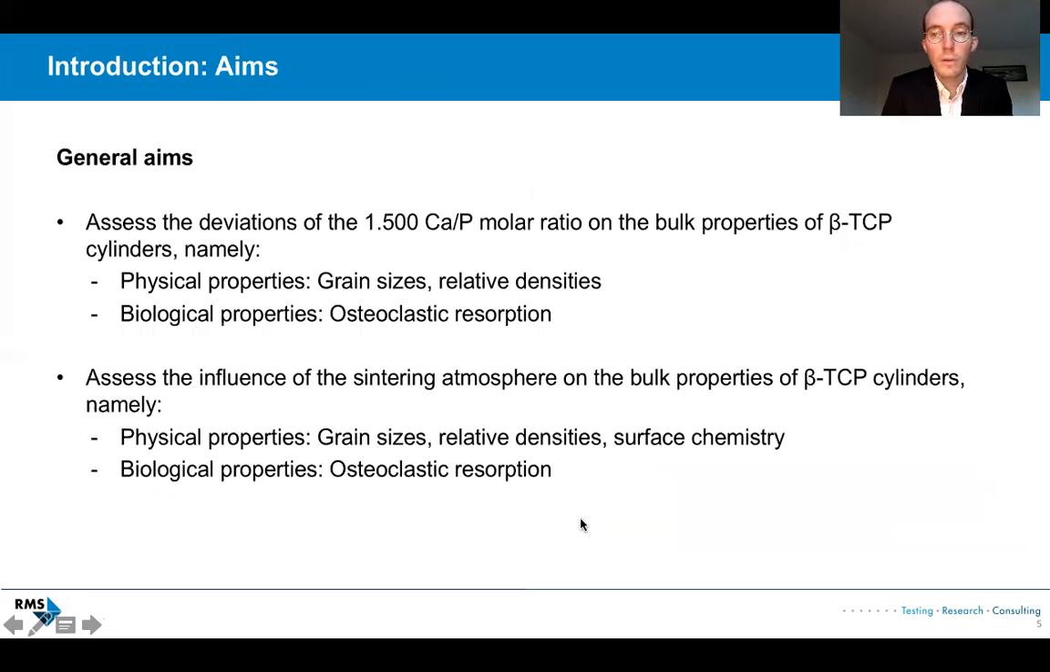This leads us to the aims of our study, which are to assess the effect of small deviations from the 1.5 calcium over phosphate molar ratio of beta-TCP on the bulk properties of beta-TCP cylinders, namely for the physical properties, their grain sizes and their relative densities, and for their biological properties, the osteoclastic resorption. In addition, in this study, we also wanted to assess the influence of the sintering atmosphere on the bulk properties of beta-TCP cylinders. So again, for the physical properties, the grain sizes and the relative densities, but also now the surface chemistry. And for the biological properties, again, the osteoclastic resorption.